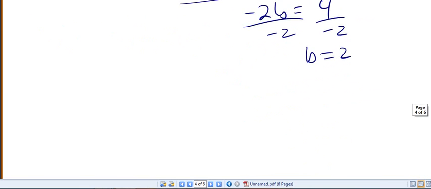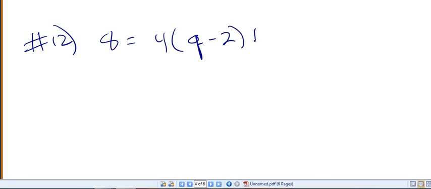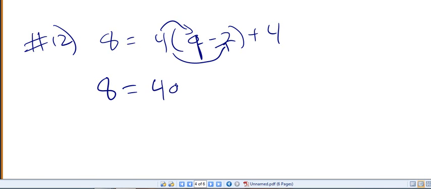Last problem is you got 8 is equal to 4 times the quantity of q minus 2 plus 4. Don't let this little 4 make you confused. Don't freak out. We're going to distribute our 4 like we did in the previous two problems. So you got 8 is equal to 4q. Positive times a negative is a negative. Write that negative sign first.